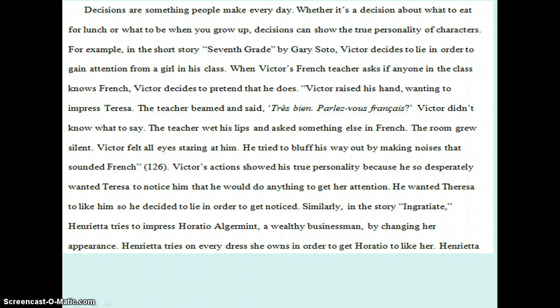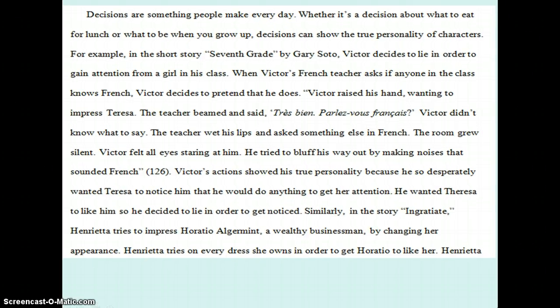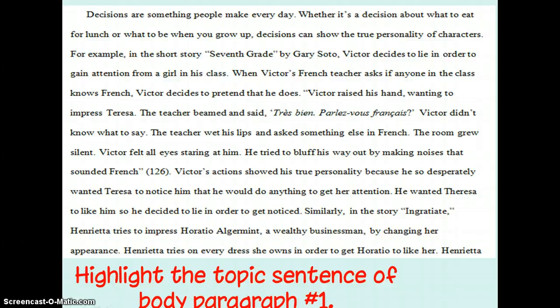So let's go ahead and look here at this very first body paragraph. Go ahead and highlight the topic sentence of body paragraph number 1. All right, let's see what you came up with.